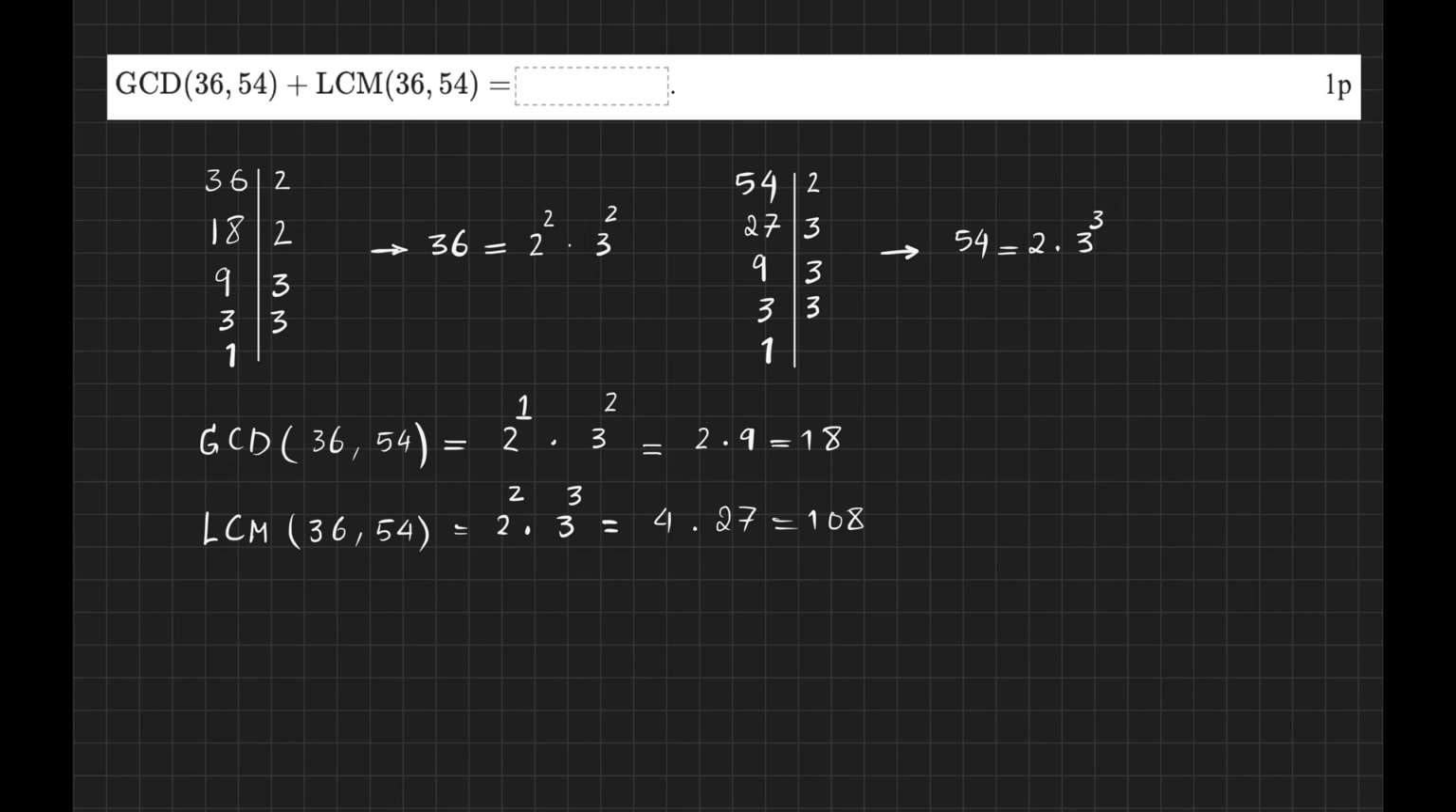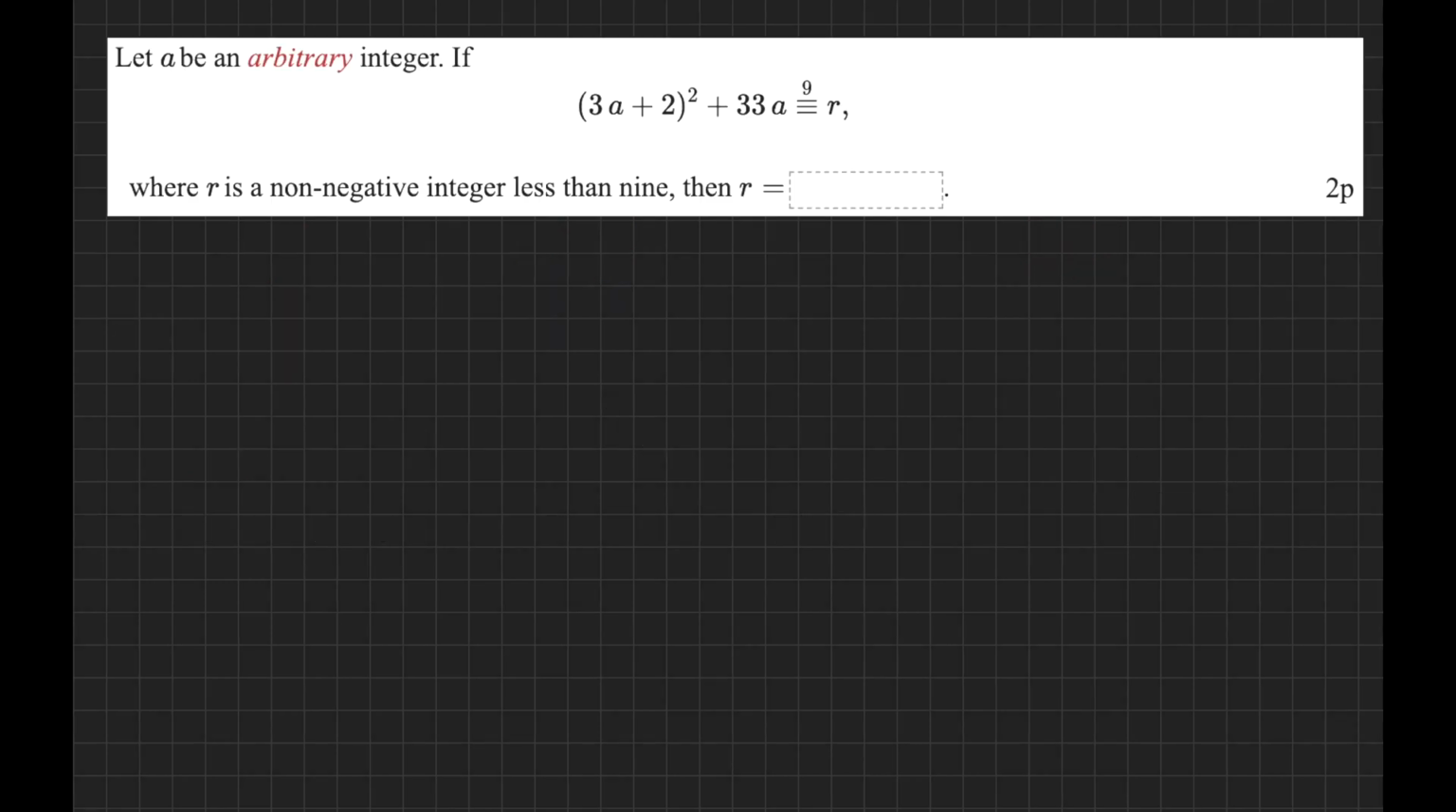So this means that if I add these two numbers, GCD of 36 and 54 plus LCM of 36 and 54, it becomes equal to 18 plus 108. So the answer becomes 126, and 126 is the number that you have to type in to get the points. Okay, now the next question.